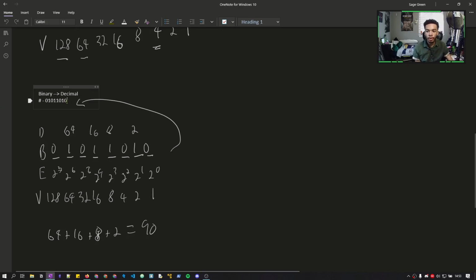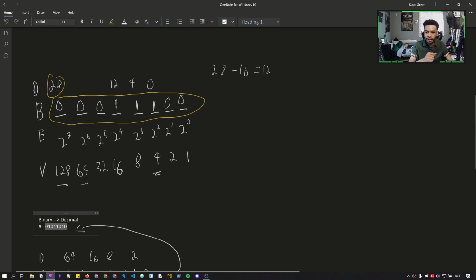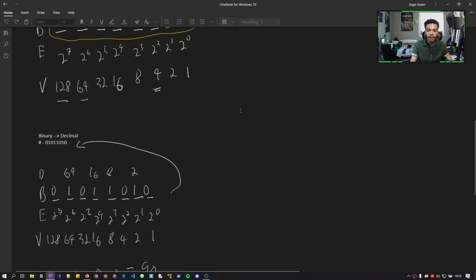Now remember that each of these is a bit and this whole number is a byte. Now this is going to be very important because certain ciphers we're going to be talking about encrypt in bits rather than each byte of a character. So you need to understand that what's being encrypted is these bits right here, right? So we're going to get into that later.